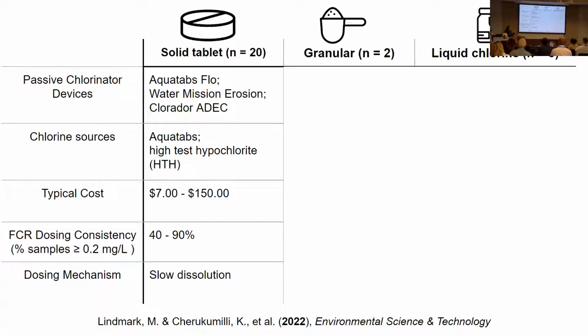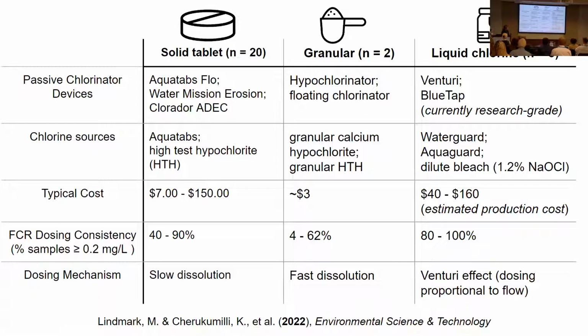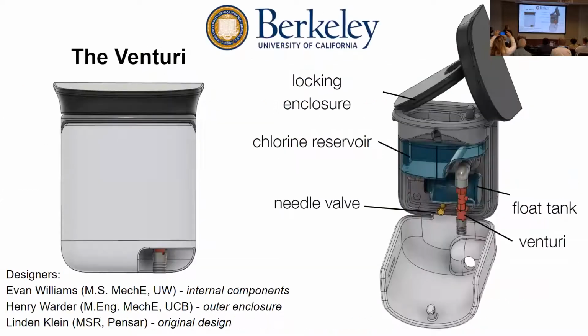So you can see looking at the solid tablet erosion chlorinators that they had some of the most variable FCR dosing consistencies. Then looking at the granular was relatively low. Now remember, we only had a sample size of 2 for those chlorinators. And then finally, liquid had a fair bit higher dosing consistency than those other 2 types of chlorinators. And you can see that there's some range for the typical costs as well.